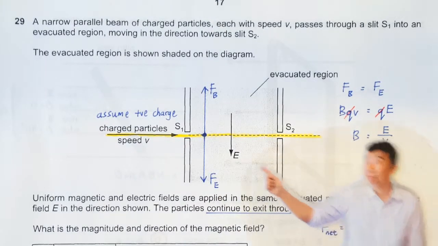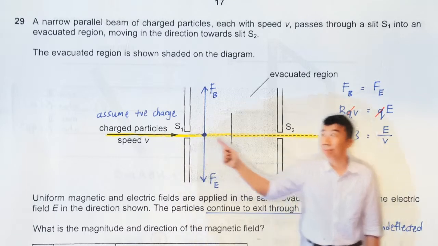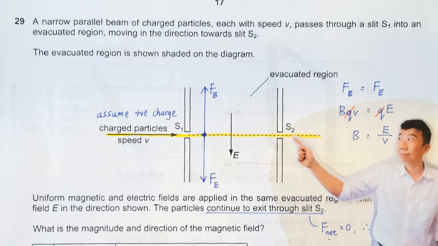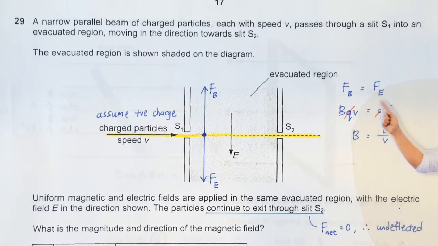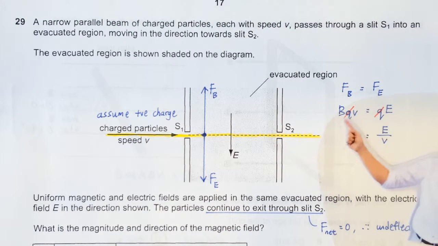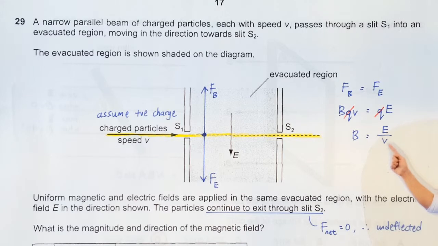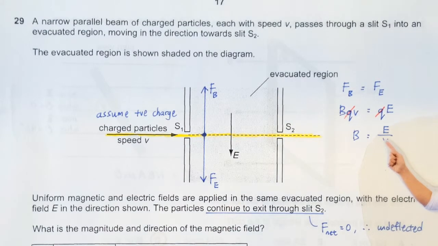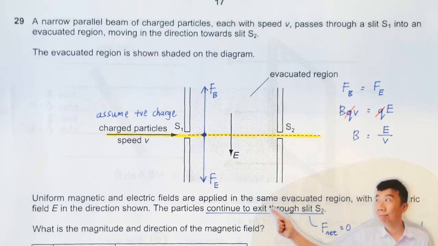Okay, we have here a velocity selector. In order for the charged particles to go through undeflected, they must experience zero net force. So the magnetic force and the electric force must be equal in magnitude but opposite in direction. So we write BQV equals Q times E, and then you obtain the magnetic field should be E divided by V.